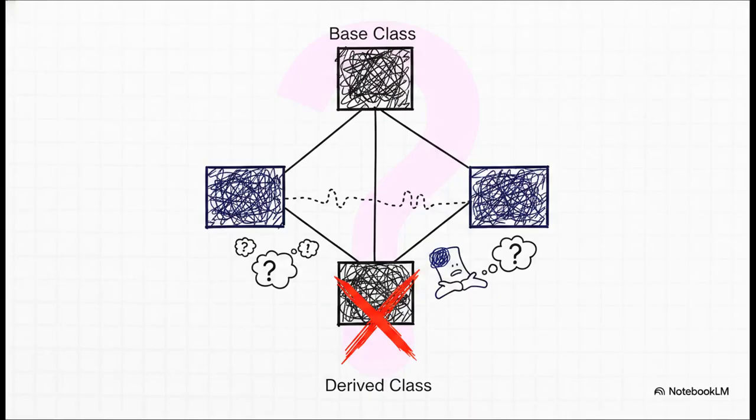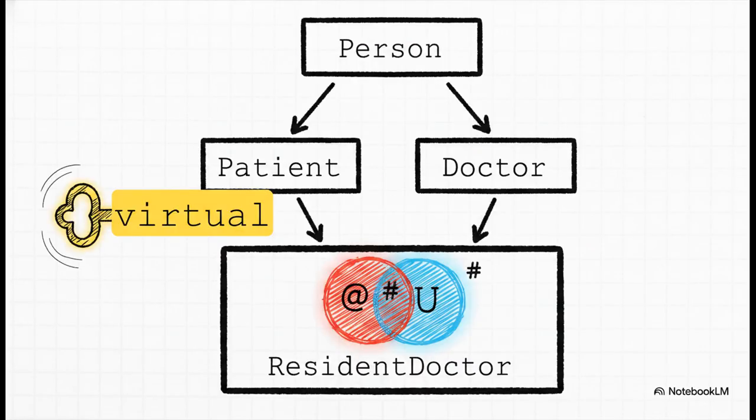This leads to a very practical crisis. If you try to ask the resident doctor object for its name, which name are you talking about? The one it got from being a patient or the one from being a doctor? The compiler just throws its hands up in the air. It's totally ambiguous and it has absolutely no way to know which one you want. But don't worry, the amazing people who designed C++ saw this coming, and they gave us a really elegant and powerful way out of this jam. And it all boils down to one single super important keyword, virtual.